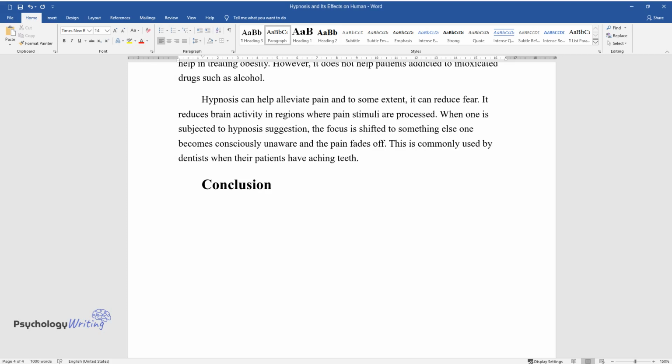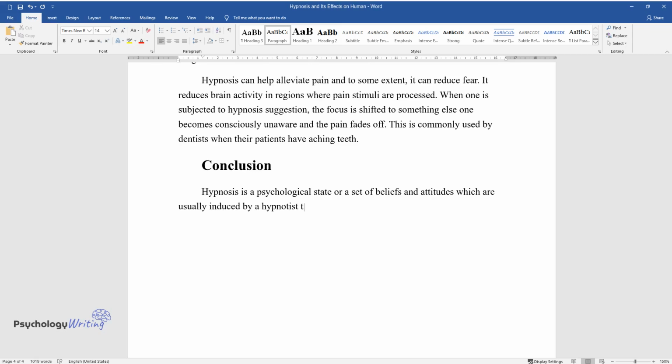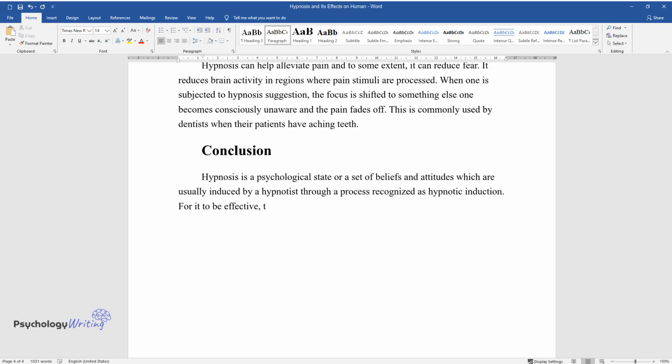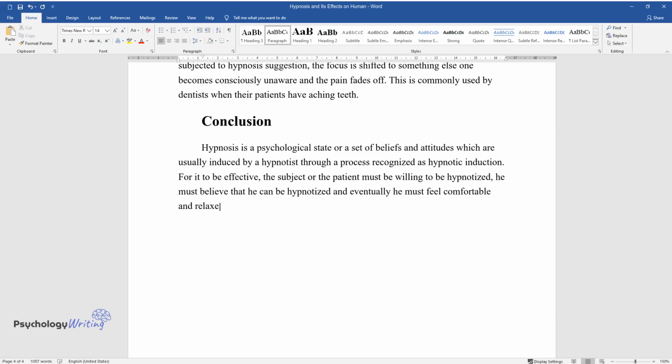Conclusion. Hypnosis is a psychological state or a set of beliefs and attitudes which are usually induced by a hypnotist through a process recognized as hypnotic induction. For it to be effective, the subject or the patient must be willing to be hypnotized, he must believe that he can be hypnotized, and eventually he must feel comfortable and relaxed.